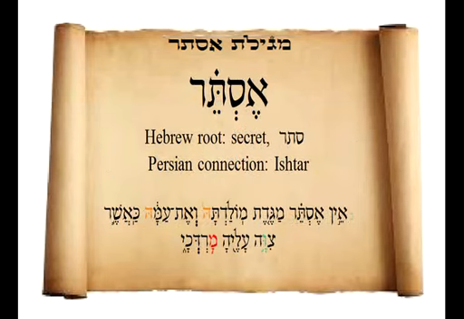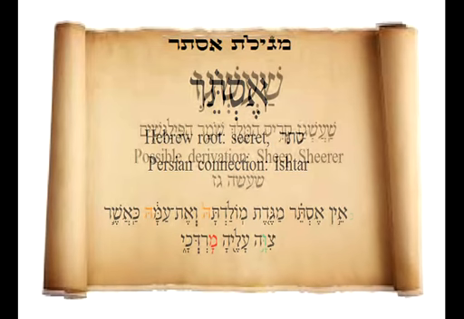And now we will explore Esther's name. Her name comes from both Hebrew and Persian. In the Persian version, we have Ishtar or Astarte, and in the Hebrew, we have the root seter, which means a secret, because Esther was commanded by Mordecai not to reveal her nationality or her people.